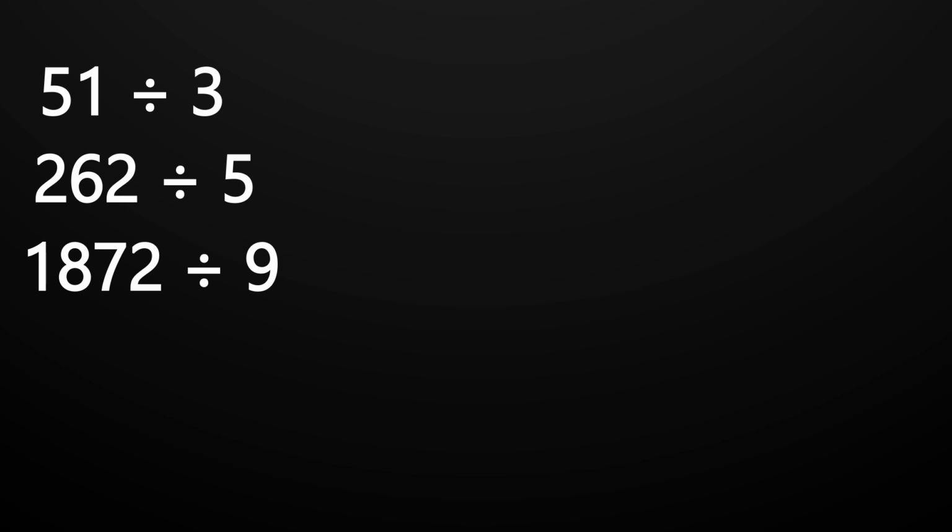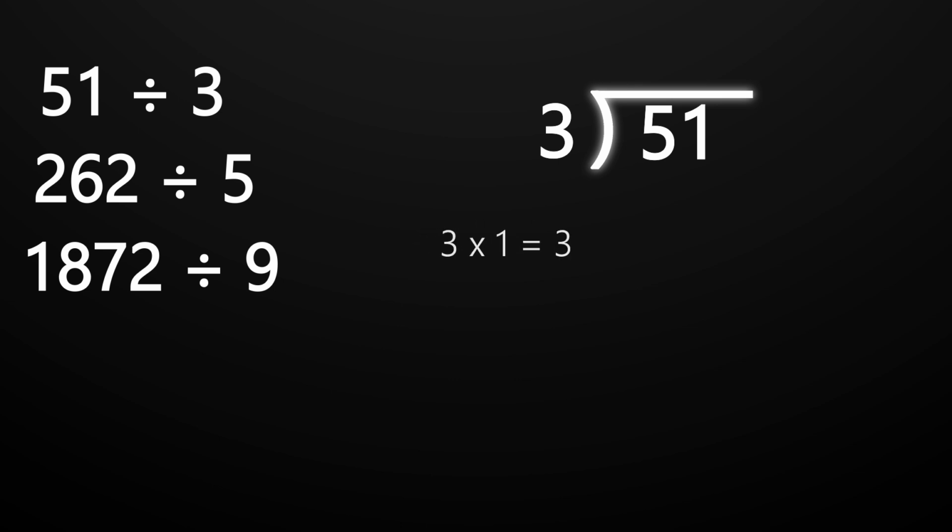51 divided by 3. First, I'll set it up using the long division box. Remember the setup. The dividend goes inside, and the divisor sits outside. For 51 divided by 3, we begin with the leftmost digit of the dividend. That's the 5. Now ask yourself, how many times does 3 go into 5? Well, 3 times 1 equals 3, and 3 times 2 equals 6, which is already too big. So, we can't use 2.